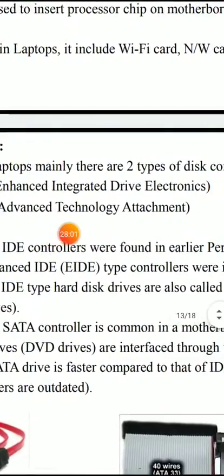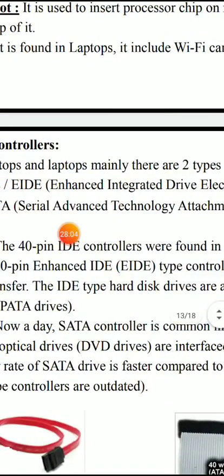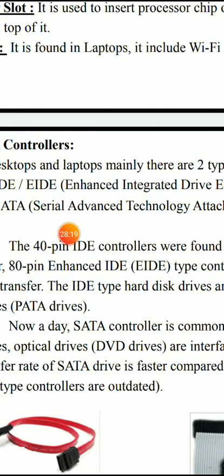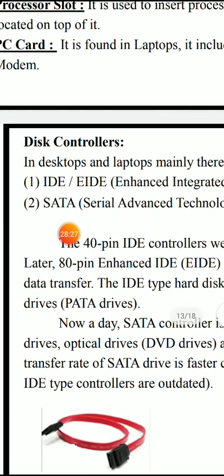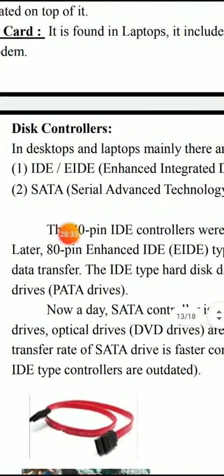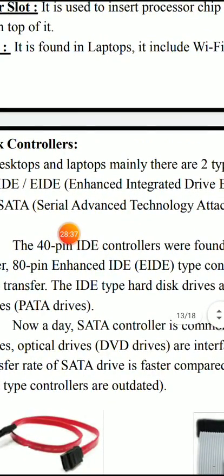IDE stands for Integrated Drive Electronics. In the hard disk of a computer system, it is possible to carry out reading and writing operations by using a certain mechanism known as the integrated drive electronics mechanism, which enables the hard disk to carry out reading and writing operations by using certain control systems. That system is known as IDE. EIDE stands for enhanced, meaning advanced, integrated drive electronics, which is used to carry out reading and writing operations on memory devices.